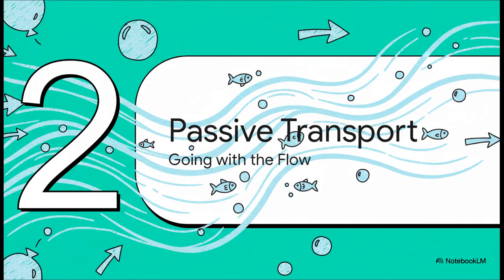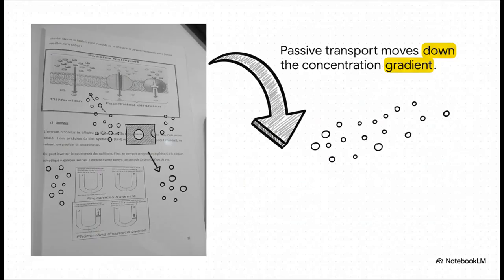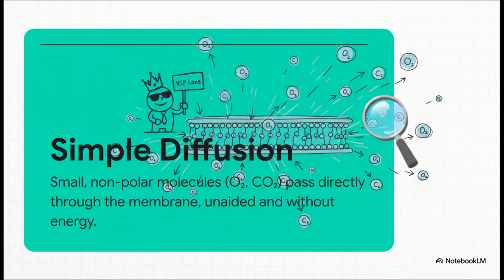Seriously, it's like floating down a river. You're just going with the natural flow of things. So the whole idea behind passive transport comes down to something called the concentration gradient. That's just a fancy way of saying things naturally move from a place where they're super crowded to a place where there's more space. And as you can see here, there are a couple of main ways this happens: simple diffusion and facilitated diffusion.